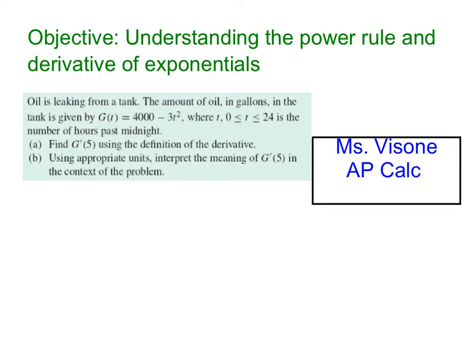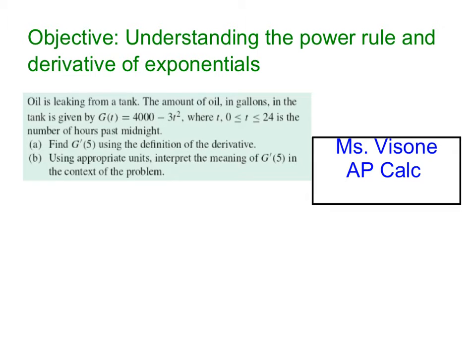Hey everyone, so this is the second day of the power rule, so just more basic derivatives, making sure we have all those rules down. All right, so here's the do now. Oil is leaking from a tank. The amount of oil in gallons in the tank is given by G of T equals 4,000 minus 3T squared from 0 to 24. Find G prime of 5 using the definition of the derivative.